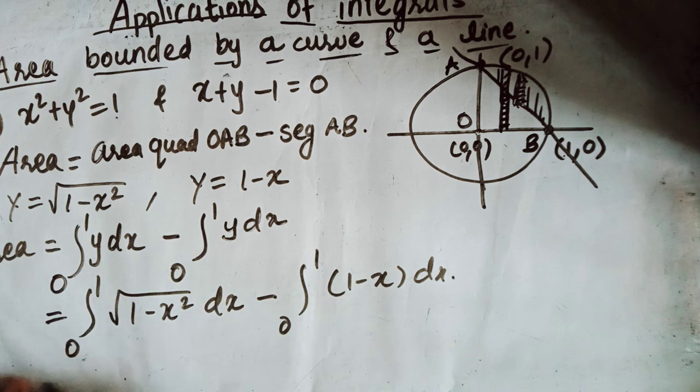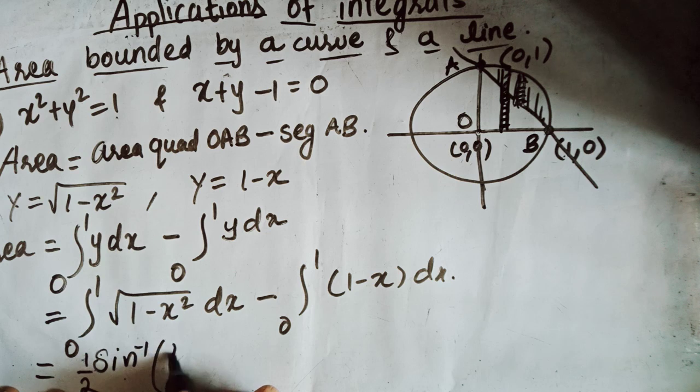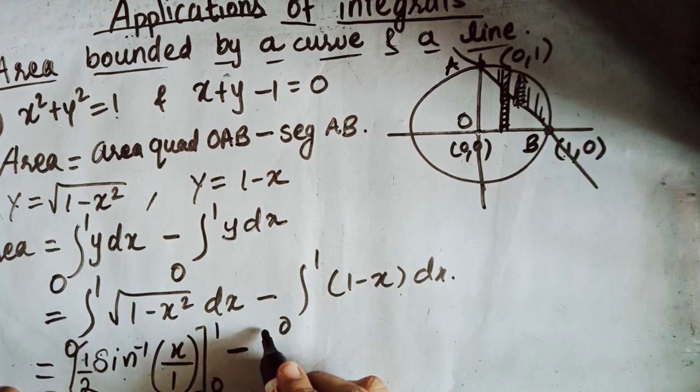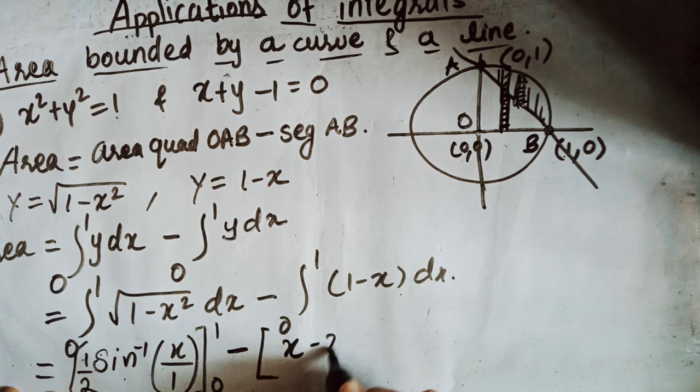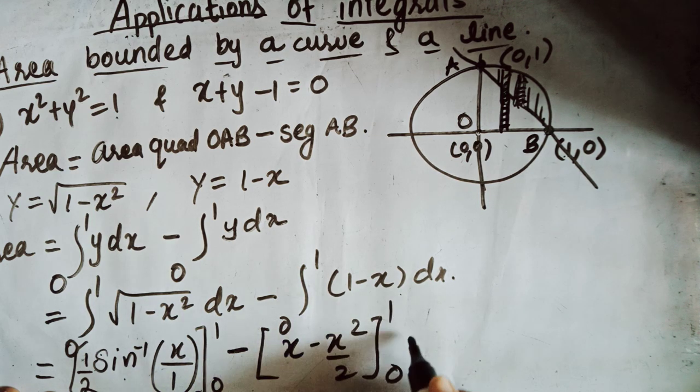Now you have to integrate. So for this you can use the standard result. Okay, as we have seen for the previous problems, the only thing that remains is sine inverse, so I'll write only the sine inverse part. It is a square by 2, right? So half sine inverse of x by a, where a is 1. This is from 0 to 1, and minus, this you have to integrate. This becomes your x minus x square by 2, from 0 to 1.